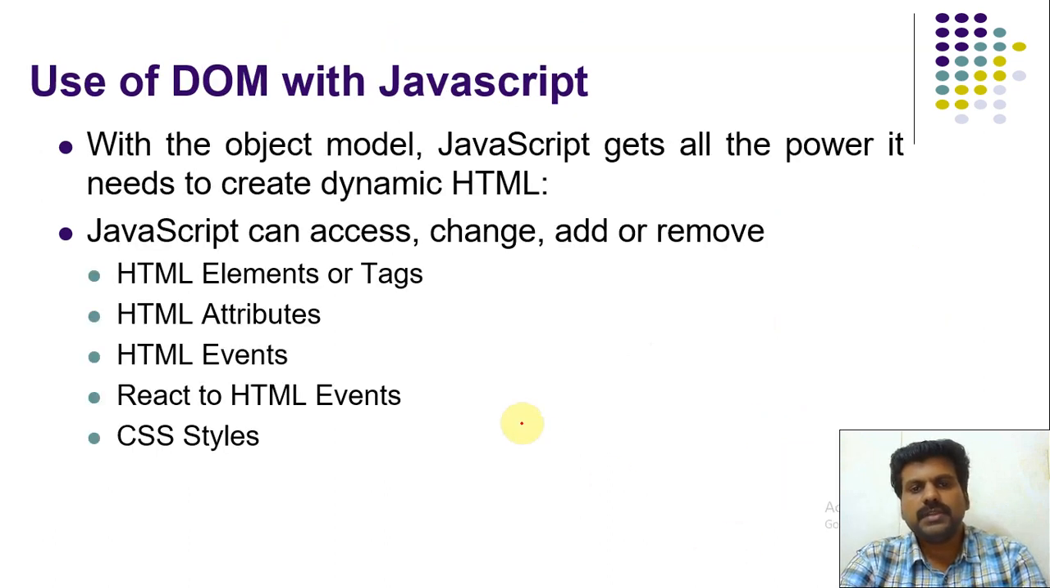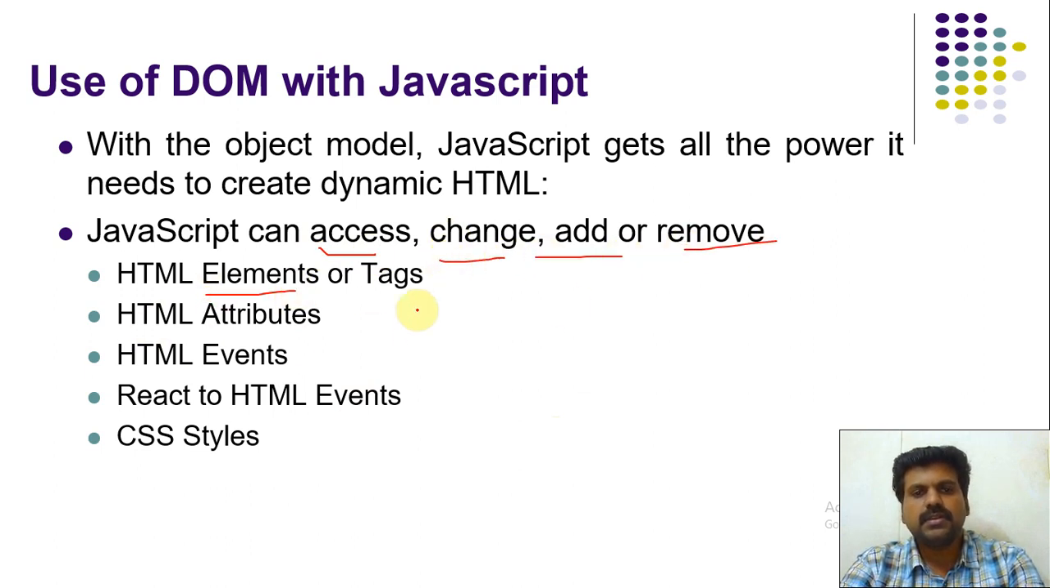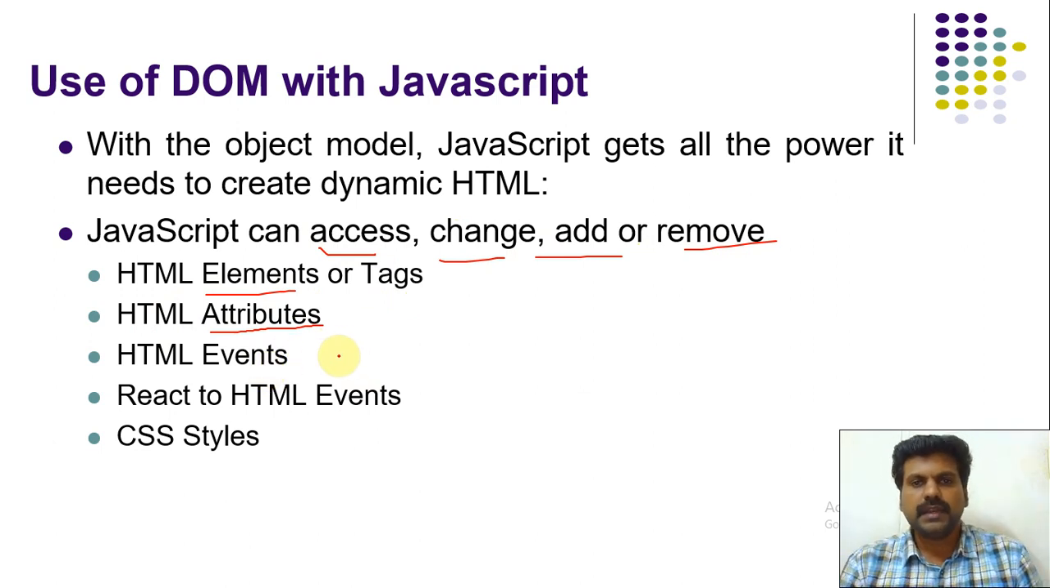The document object model gives all the power to JavaScript to control the HTML web page. Control means we can access the various content of an HTML web page using this document object model. JavaScript can access, change, add or remove HTML elements. That is one purpose of using the document object model. We can also manipulate the attributes. We can also work with event handling, for example, when we click the button, we can perform some event, call some functionalities and respond.